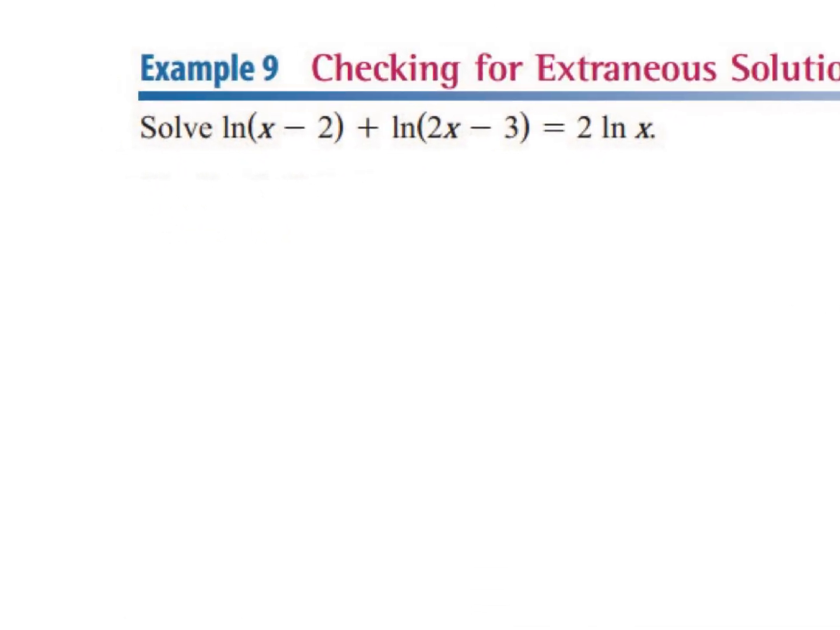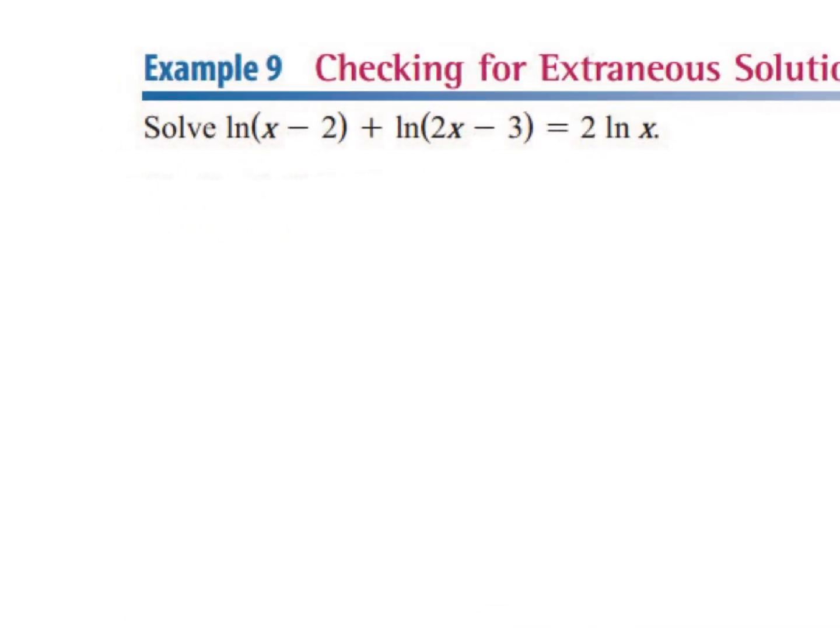So last one, example 9. We said if we have a log equals a log, we can just cancel out the logs. Same idea with the ln. If we have an ln equals an ln, we can cancel them out. But here we have 2 ln's on one side. How do we condense it down to just a single ln?